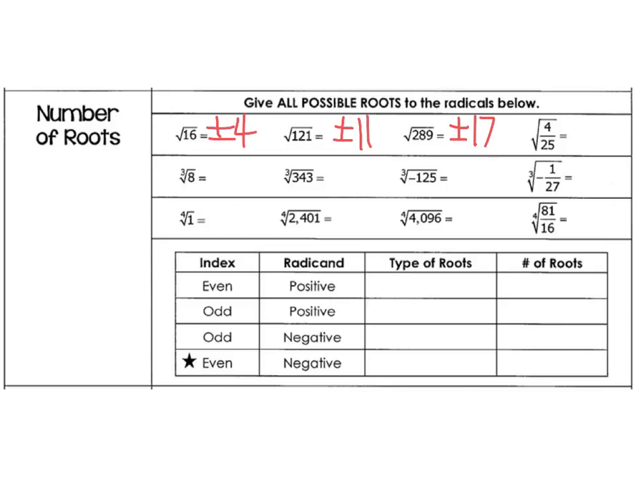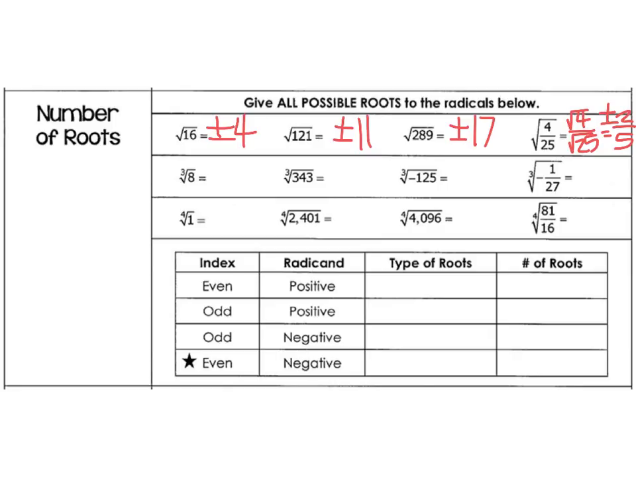Then if we have square root of 4 25ths, we can simplify this as square root of 4 over square root of 25. That gives us 2/5, and it's going to be plus or minus, because it could be positive 2/5 or negative 2/5.